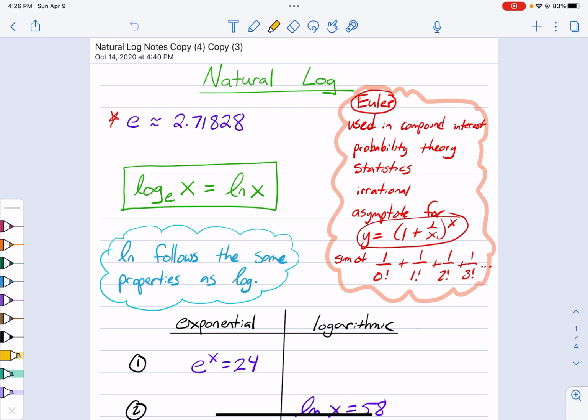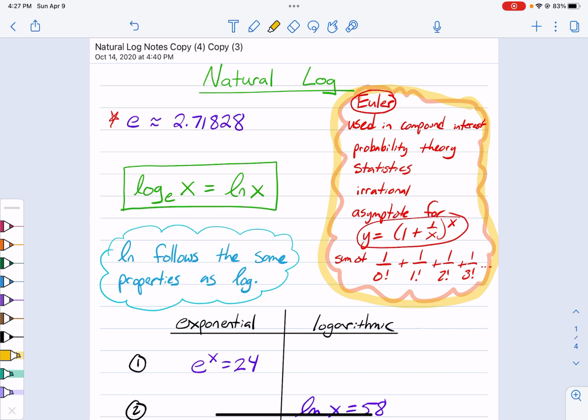Natural logs. What I have written in red on the right-hand side, you do not have to write down. These are just some notes of mine to remind you about what e stands for. With natural logs, we're going to end up using this letter called e, which is about 2.71828. And e was discovered by a mathematician whose name is Euler. That's how you pronounce E-U-L-E-R. It's Euler.